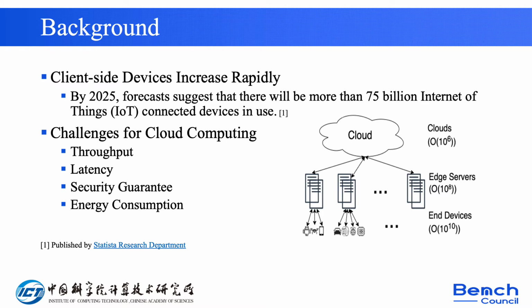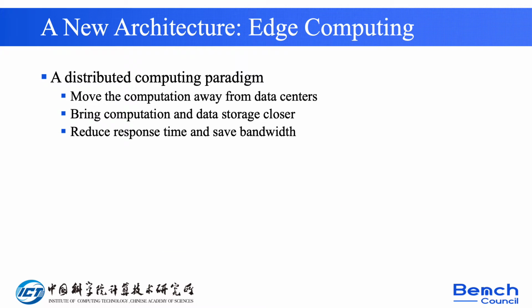This figure shows the architecture of edge cloud computing in a distributed cloud environment. We can see the magnitude of devices from each layer. If we put most of the computing tasks on the cloud layer, the overhead of data transmission and data encryption among devices and data centers becomes a significant bottleneck. Therefore, it raises a daunting challenge for cloud computing with throughput, latency, security guarantee, and consumption, and so on.